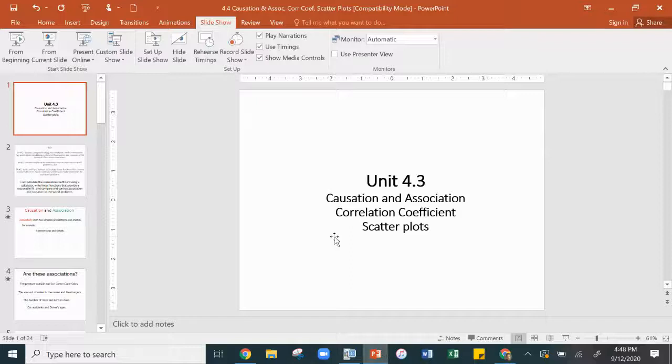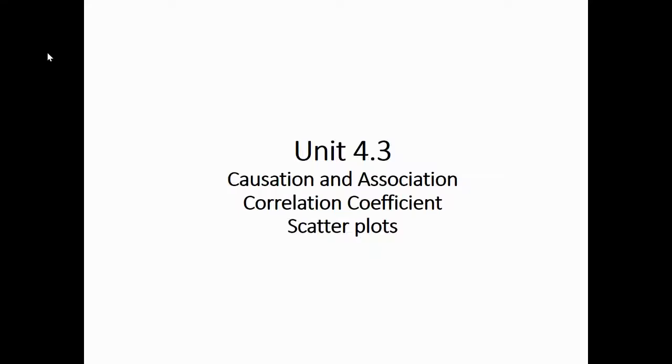Okay, this is the 4.3 causation, association, and correlation coefficient with scatter plots video. Make sure you have your notebook and a pencil. You are also going to need your TI-84 calculator if you have one. You can use the one on your Chromebook if you have a school-issued Chromebook, or you're free to use Desmos.